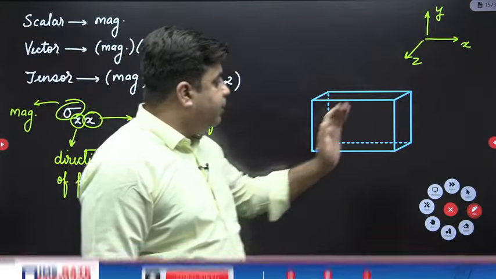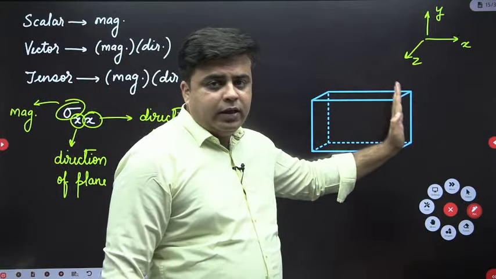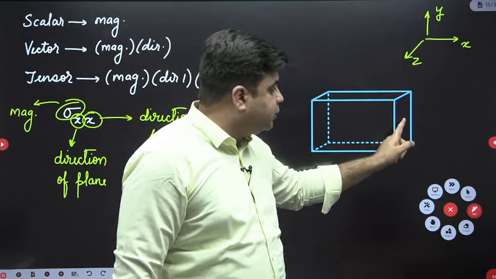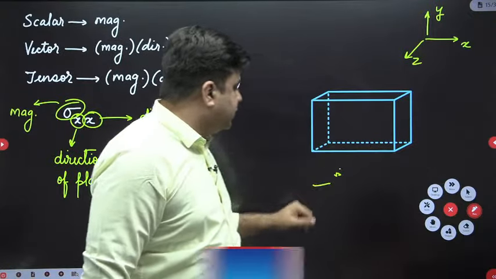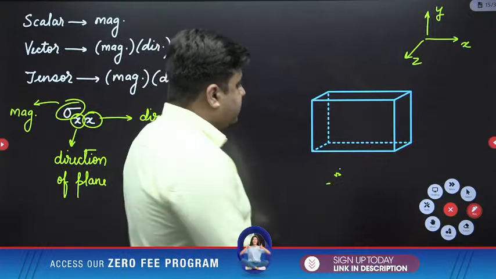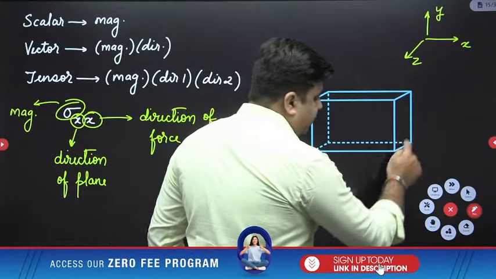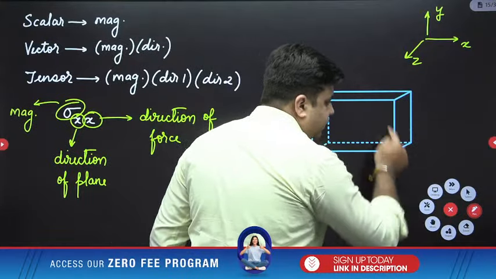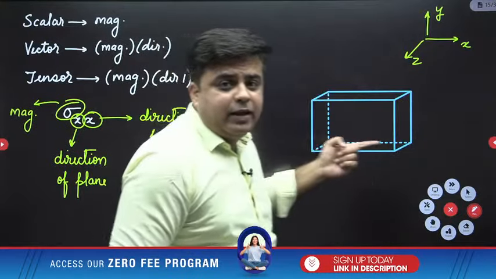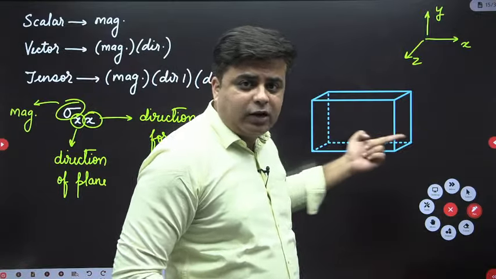So for example, if I have to represent this plane, the direction of the normal to this plane is towards x direction. So this will be my x plane. What will be the direction of this plane? This is my x plane because the normal to this plane is along x direction.